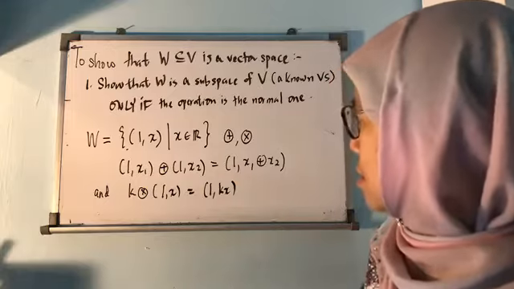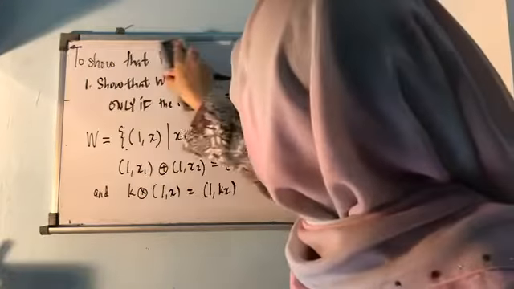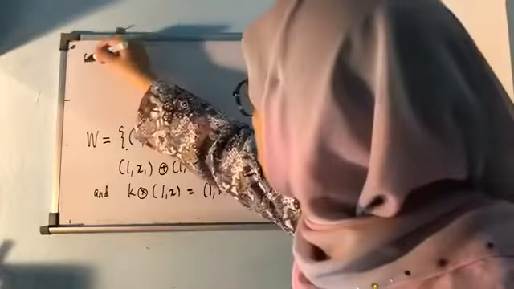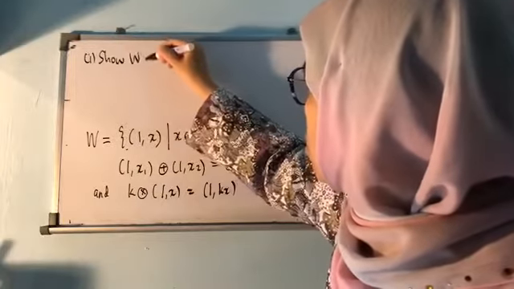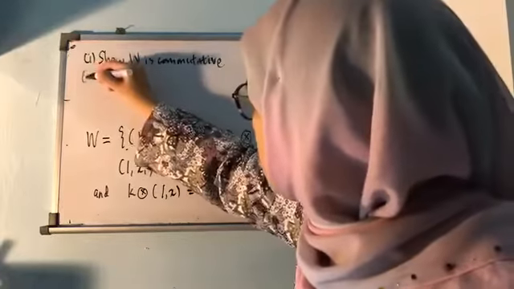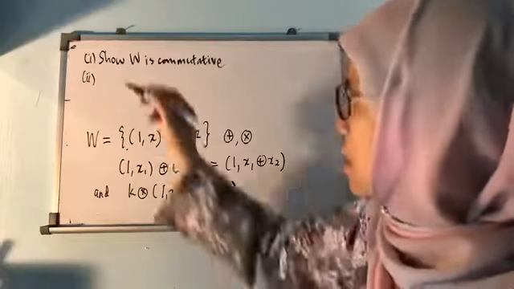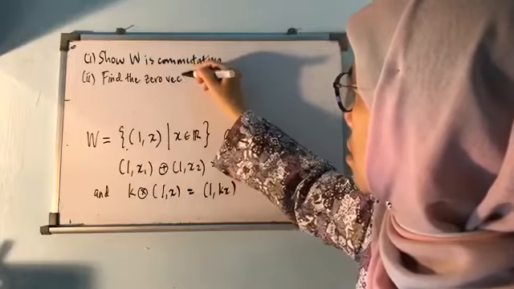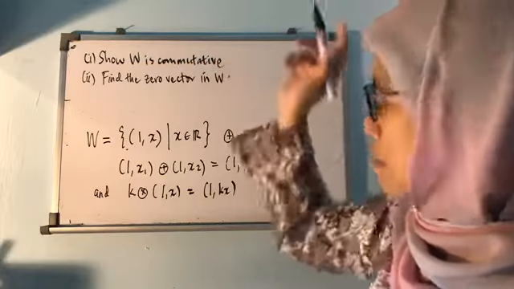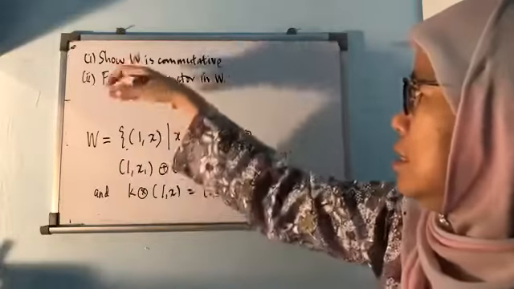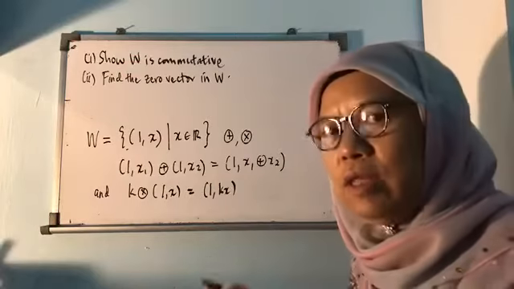The question is, show W is commutative. The second one, find the zero vector in W. Now, this is just 2 questions of the whole exam.